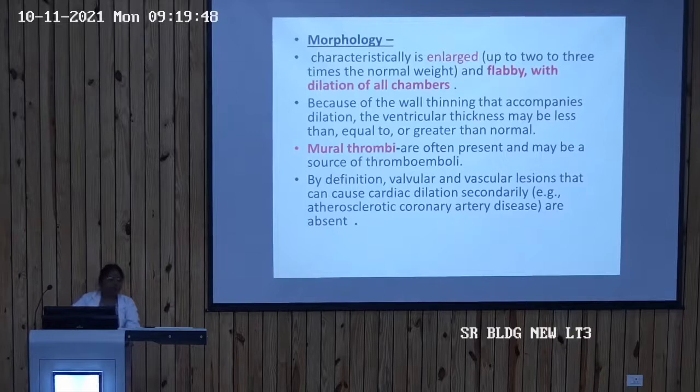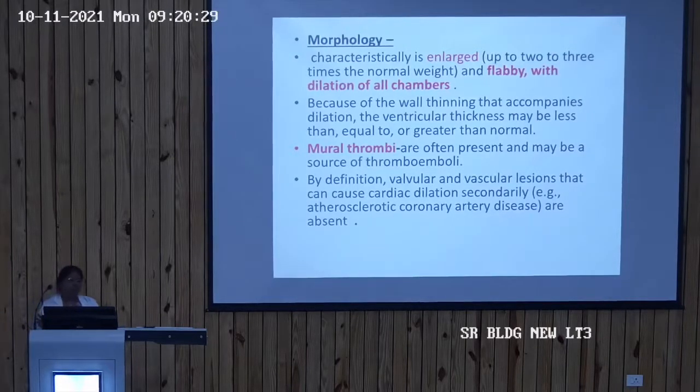Now we have seen the causes. Now we come to the morphology. So what we see in the heart itself. Characteristically, the heart is enlarged, it is flabby, and there is dilatation of all four chambers, and there is wall thickening. The ventricular thickness of both the right and left may be the same. Because it is dilated and the flow of the heart is not that great, mural thrombi will develop in the chambers, and any causes, valvular and vascular lesions.